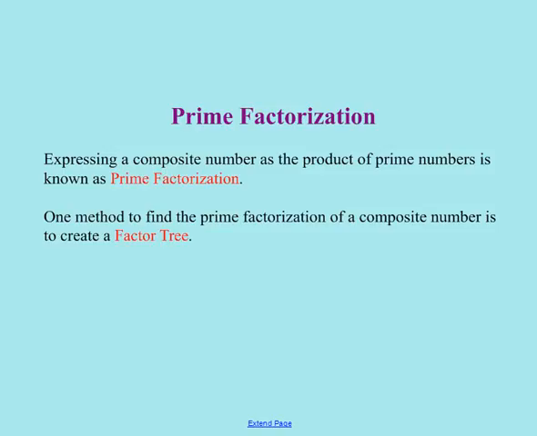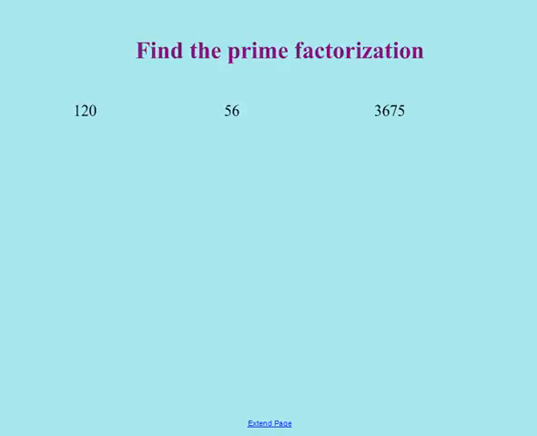Prime factorization. Expressing a composite number as the product of prime numbers is known as prime factorization. One method to find the prime factorization of a composite number is to create a factor tree. Let's take a look at doing this. Here we have 3 examples. We're going to create a factor tree to find out the prime factorization of each of these numbers.